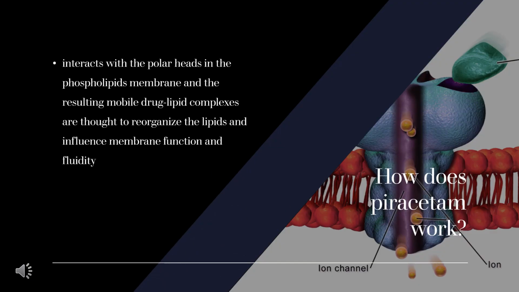How does piracetam work? Piracetam interacts with the polar heads in the phospholipid membrane, and the resulting mobile drug-lipid complexes are thought to reorganize the lipids and influence membrane function and fluidity. Such interaction has been reported in a study that investigated the effects on neuronal outgrowth induced by beta-amyloid peptides, while amyloid peptides cause lipid disorganization within the cell membranes leading to neuronal death. Piracetam was demonstrated to decrease the destabilizing effects of amyloid peptide.